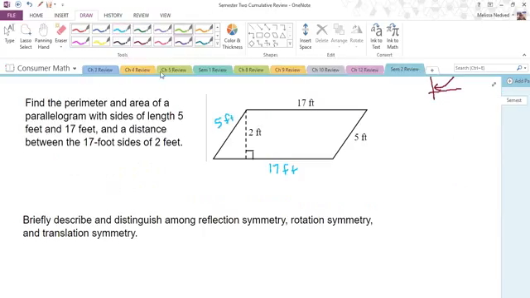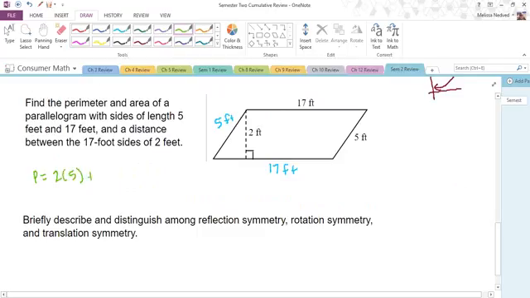So let's start by finding the perimeter, and our perimeter is just the distance all the way around, so a variety of ways you could write this. I'm going to take 2 times 5, since I have 2 sides that are 5, add that to 2 times 17, since I have 2 sides that are 17, and I have a perimeter of 44 feet.